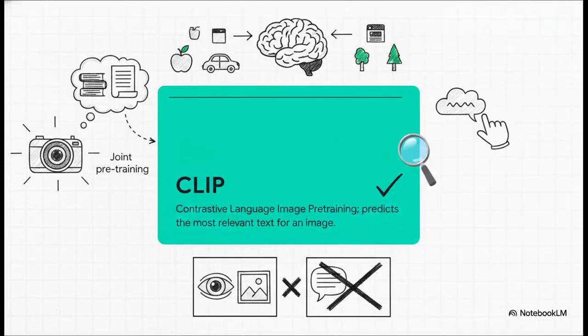Okay, let's dive into this. To understand how it works, let's look at the name itself, CLIP. It stands for Contrastive Language-Image Pretraining. It's a zero-shot multimodal model. But what does that actually mean for us?